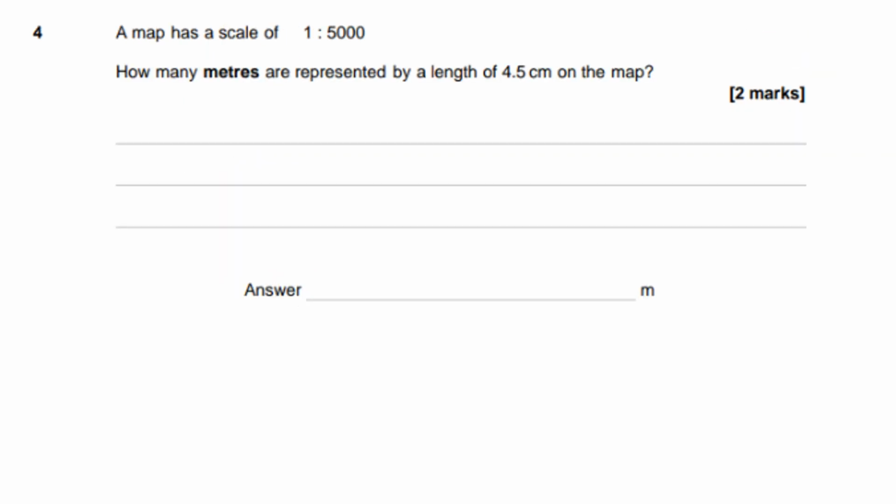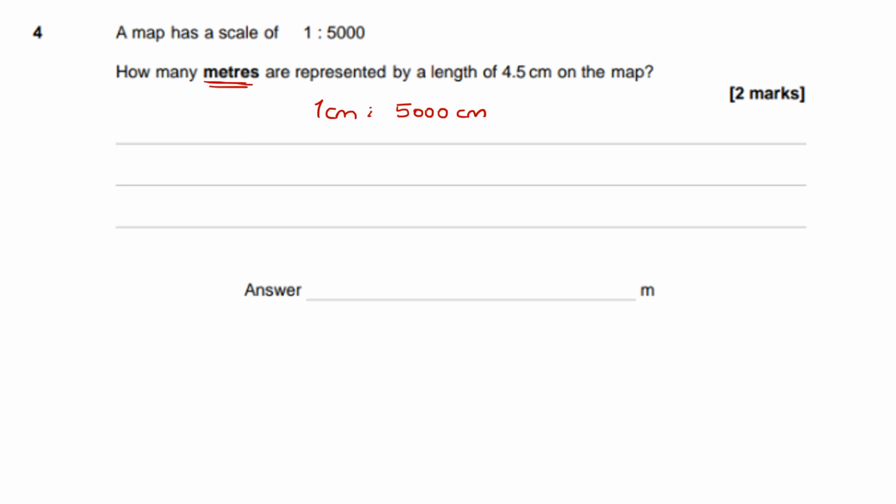Right, question 4. A map has a scale of 1 to 5,000, so that means every centimetre on a map is going to be 5,000 centimetres in real life, because we can't have that big of a paper, so that's why they try to use scales when they're sketching these. How many metres are represented by a length of 4.5 centimetres on the map? Well, this is in bold, so that means we are going to do some conversion definitely.